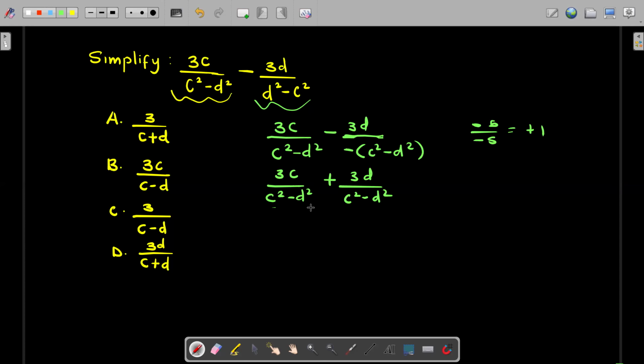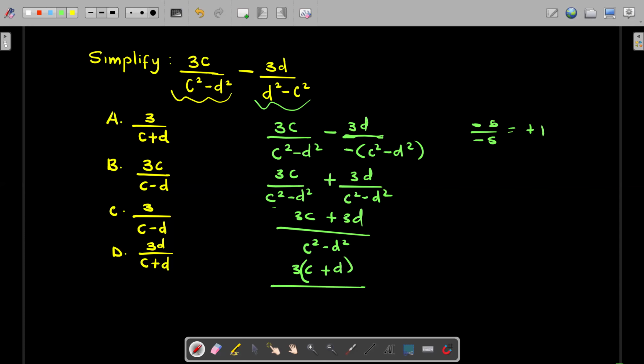Now we have a common denominator. Since we have a common denominator, this becomes c squared minus d squared, and this becomes 3c plus 3d. Observe that the denominator here is now a difference of two squares. Meaning this expression can be rewritten as 3c plus 3d, and 3 is common, so we can factorize 3 out here.